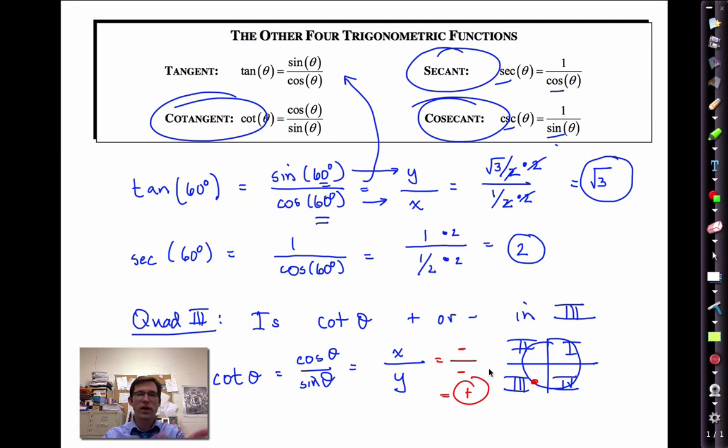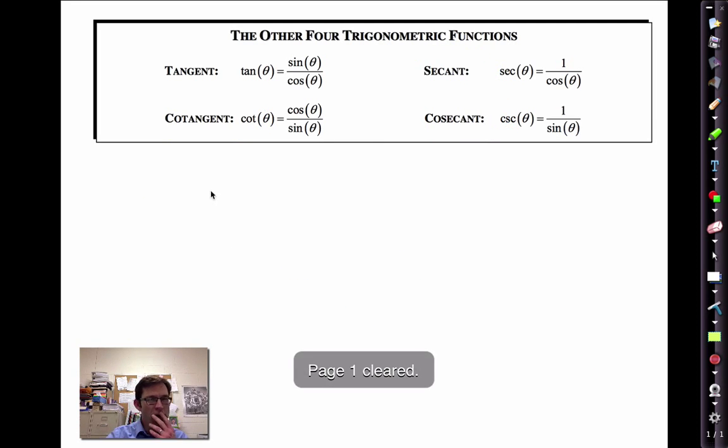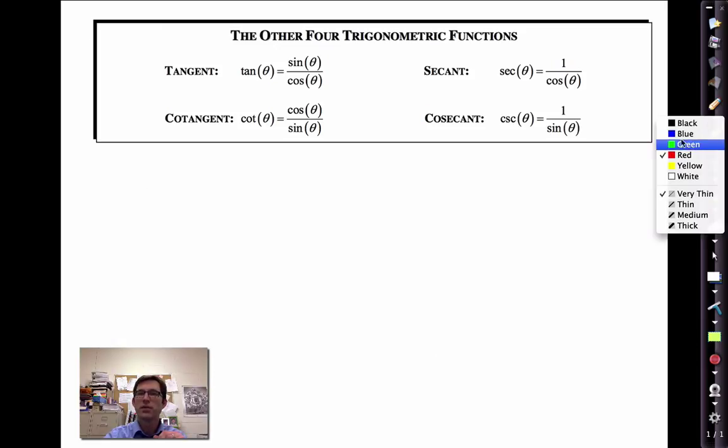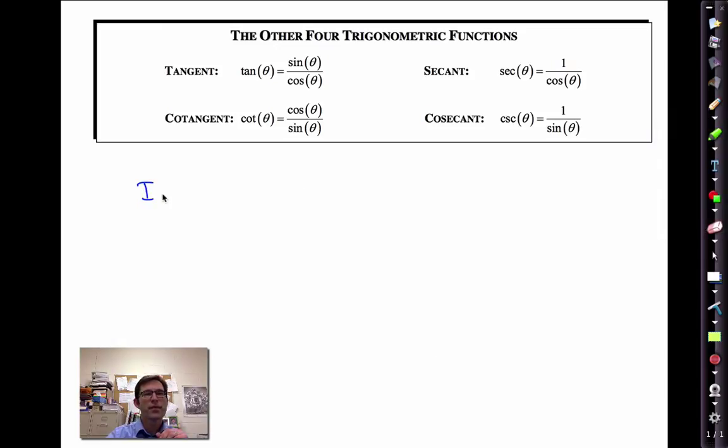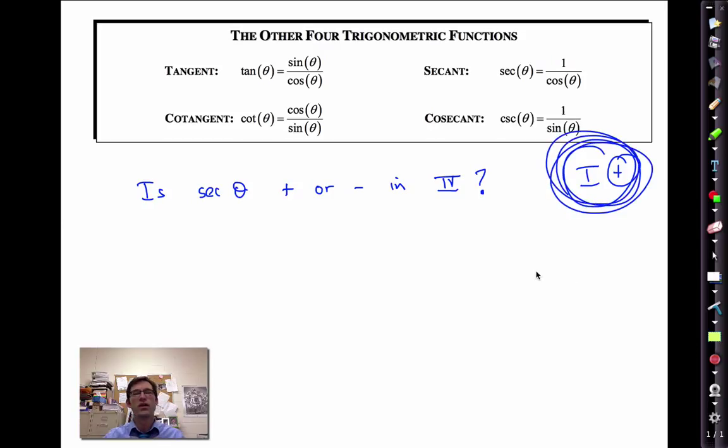That's it. Let's do another one. I've got to clear out the screen. Let's say I wanted to know, let me go back to blue, is secant theta positive or negative in quadrant 4? By the way, everything's positive in quadrant 1. We love quadrant 1. Quadrant 1's our favorite. Everything's positive there. Anyway, let's take a look at secant.